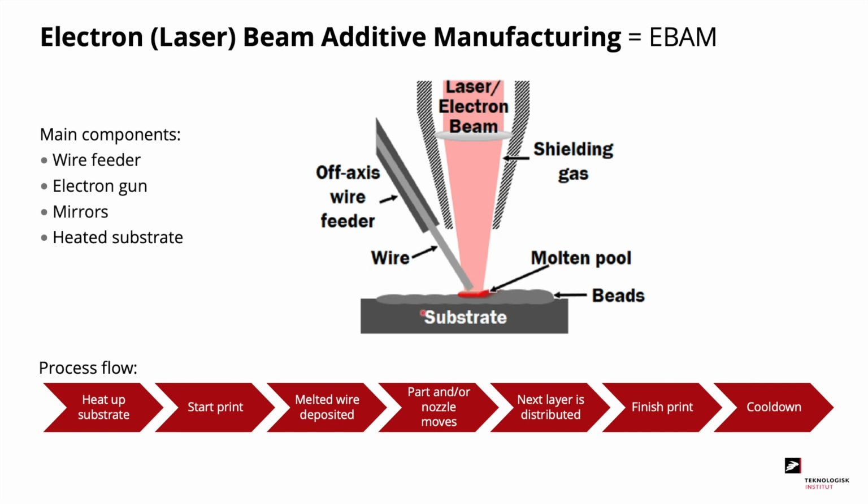If you look at the process flow for the EBAM technology, it is very similar to the LENS technology. So we start by heating up our substrate. We then start our print, after which we are melting the deposited wire simultaneously as we print. We move our part and our nozzle, and then the next layer is distributed. We continue to do so until our final part is built and we can finish the print. Finally, we are cooling down the entire part that we have processed.